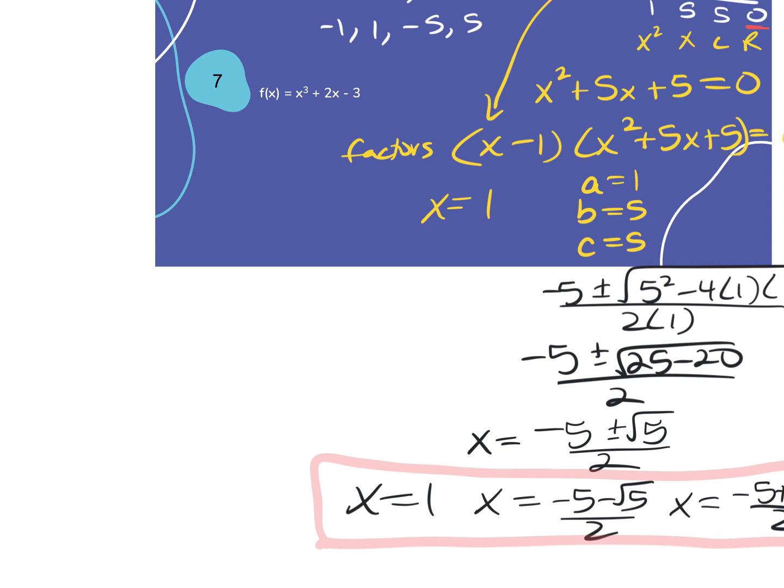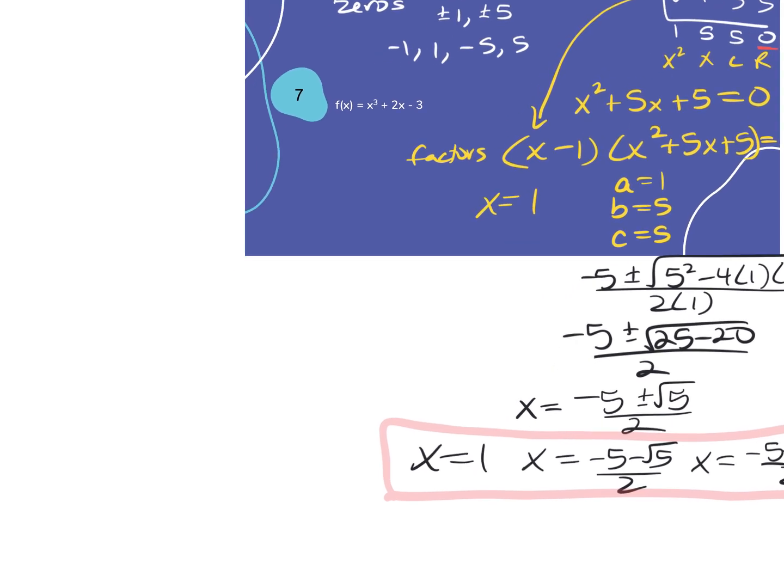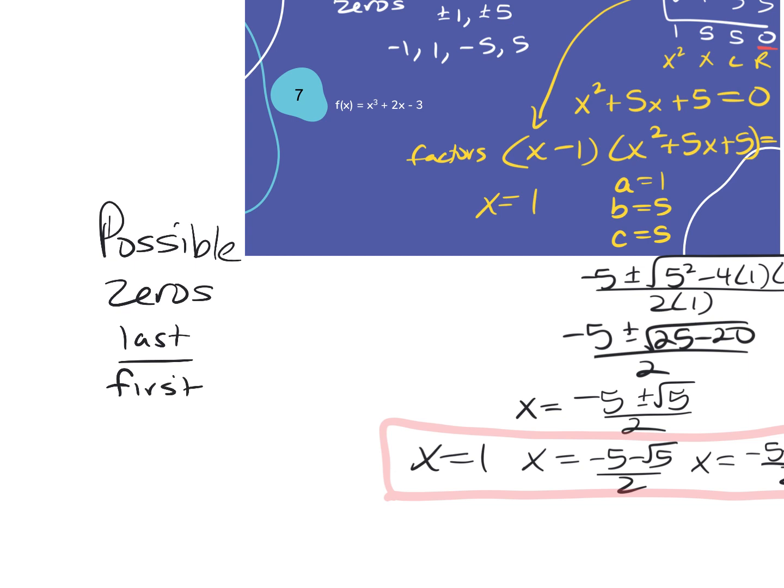So for number 7, I'm going to go ahead and list my possible zeros. So for the possible zeros on 7, I'm going to take my last over first. My last term is 3. So plus and minus 1, plus and minus 3. My first term is just 1. So my possible zeros are just plus and minus 1, plus and minus 3. Because when you do 1 over 1, it's 1. And then 3 over 1, and it's just 3.